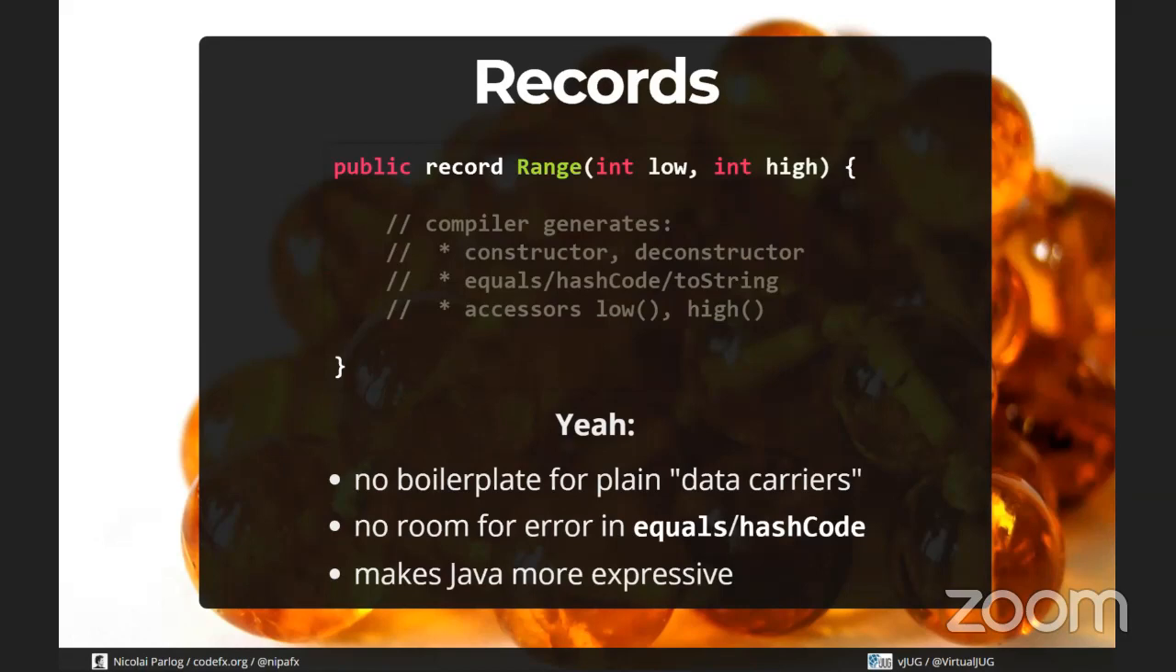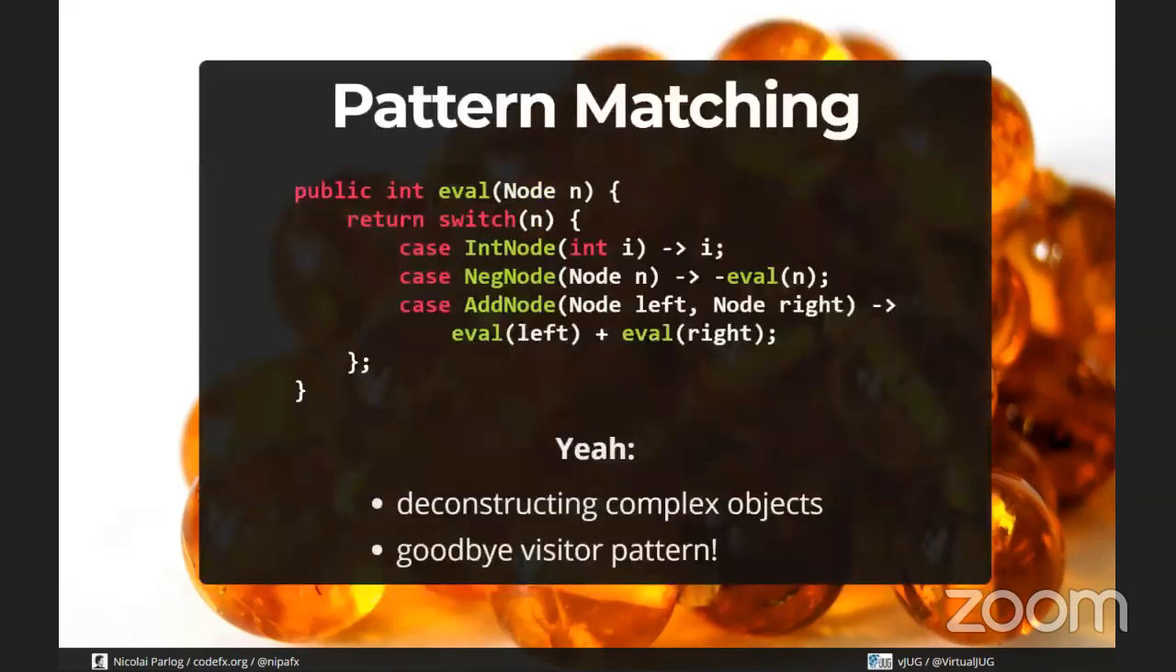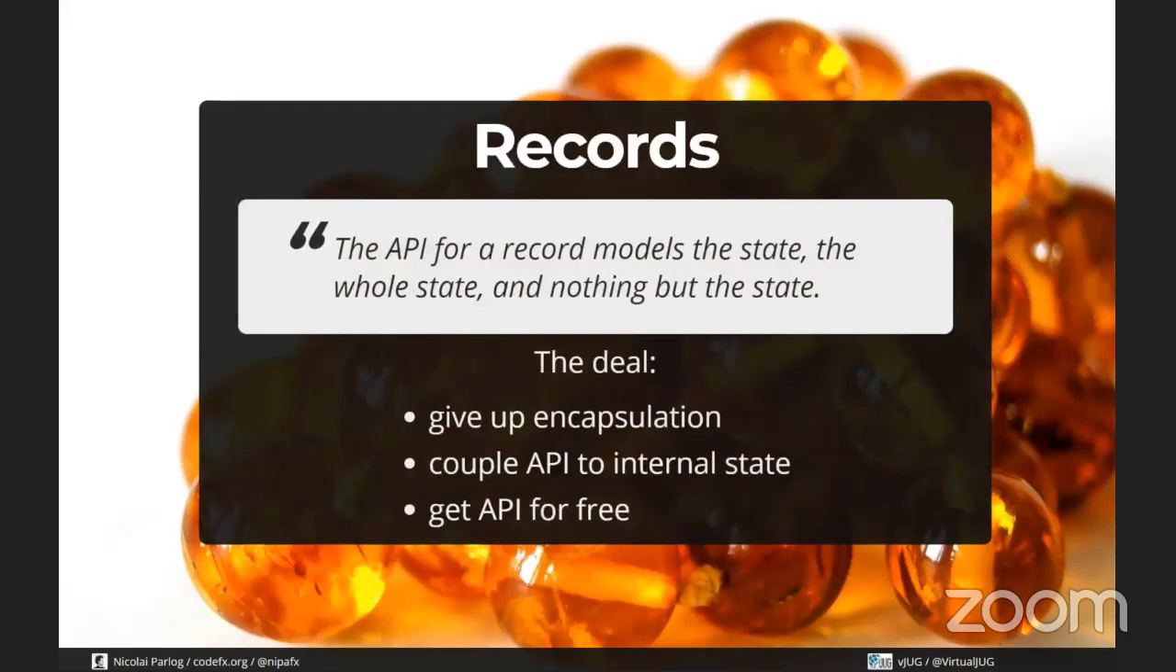And that means you could deconstruct a range into these two fields. And this deconstruction is essentially, I'm going back one slide to pattern matching, what you see here. Int node would have been a record in this sense, and it would have contained the information that it was created from an i, and it can deconstruct it into an i without losing any state. Because the idea behind records is the API for a record models the state, the whole state, and nothing but the state. It models the whole state means that there's no encapsulation, and it models nothing but the state means that it doesn't contain other information that it hands out. It just operates on its own state.